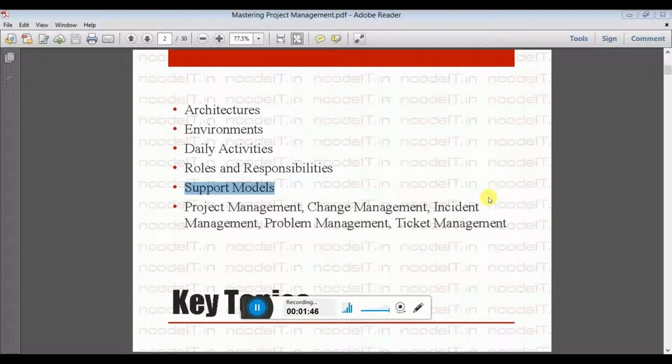Then we will see the most important part. What is project management? What are the various things in project management? Who actually does the project management? How are you involved in the project management? Then we'll see the commonly used word change management. Then there are some confusing words like incident management, problem management, ticketing management, all these things together. So we will see all these things. We'll get clarity on all of them. Alright, so let's go ahead.